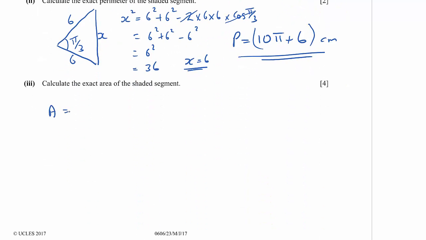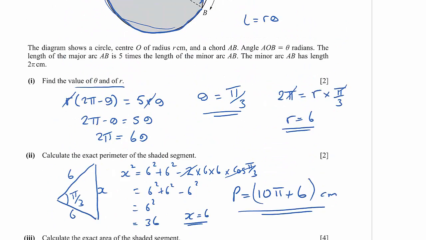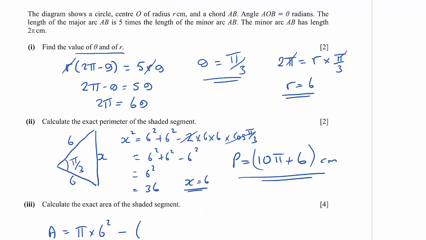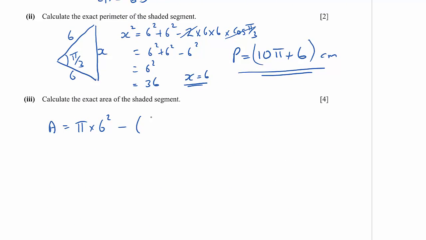So the area is going to be pi times 6 squared, which is the whole circle. Then I'm going to take off the little segment, which I'm going to do by doing the sector, take away the triangle. So for the sector, we're in radians, so it's a half multiplied by r squared multiplied by the angle. And then we know for a triangle, it's a half AB sine C, and using that I'm going to get a half times 6 squared times the sine of pi by 3.